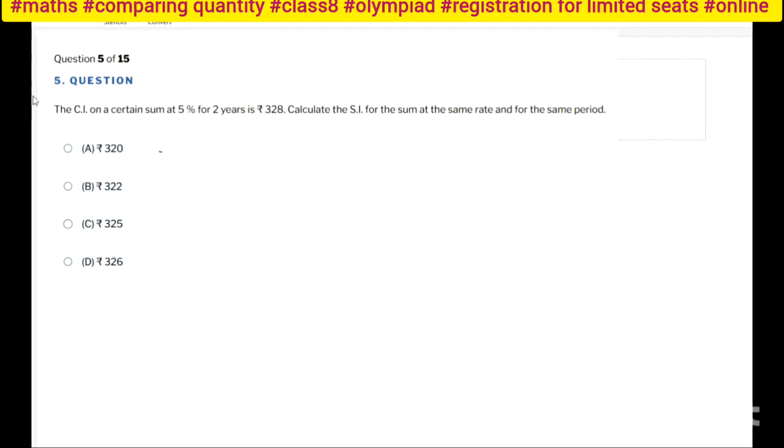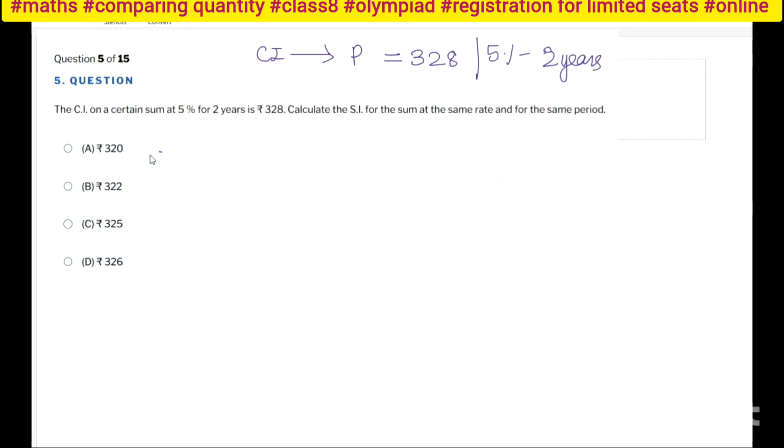Okay. They are saying the CI on a certain sum at 5% for 2 years is 328. Means CI is applied on some amount of principal, and we are getting 328 rupees at 5% interest rate. Actually, this one is my rate. And for how many years? 2 years.